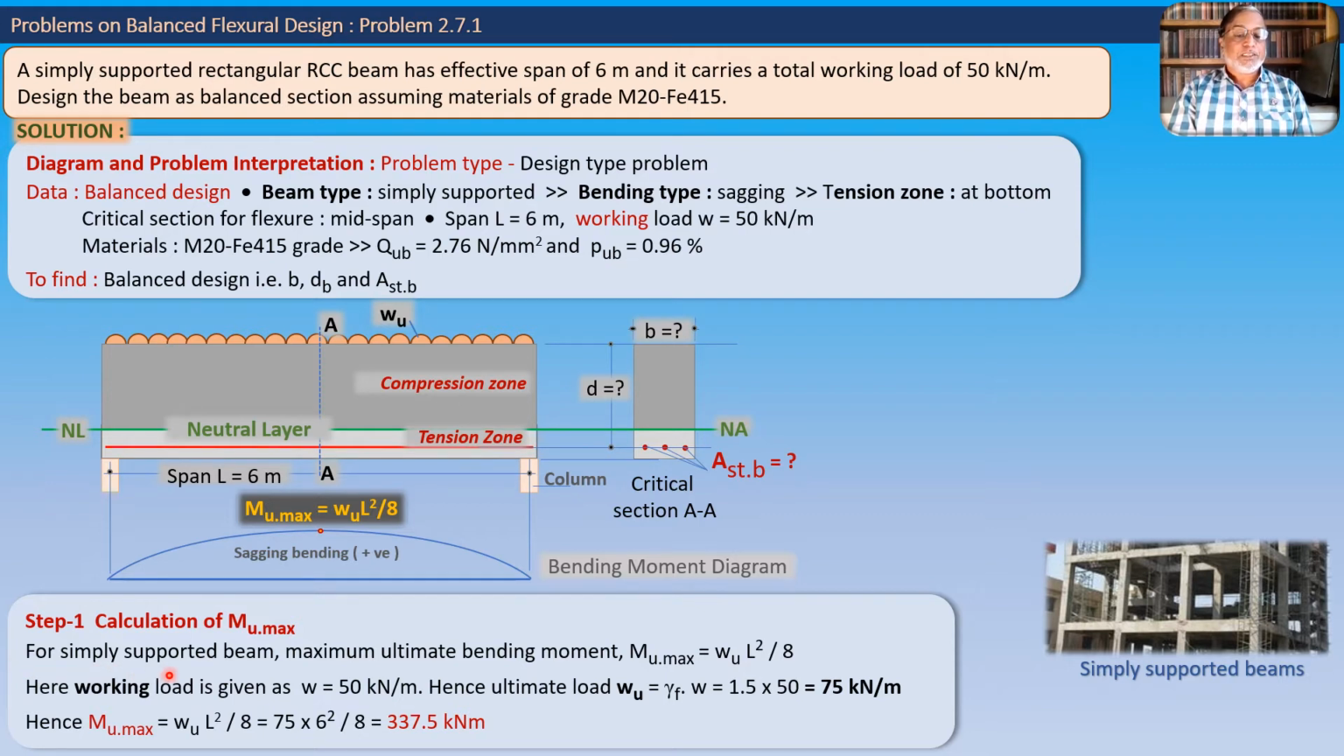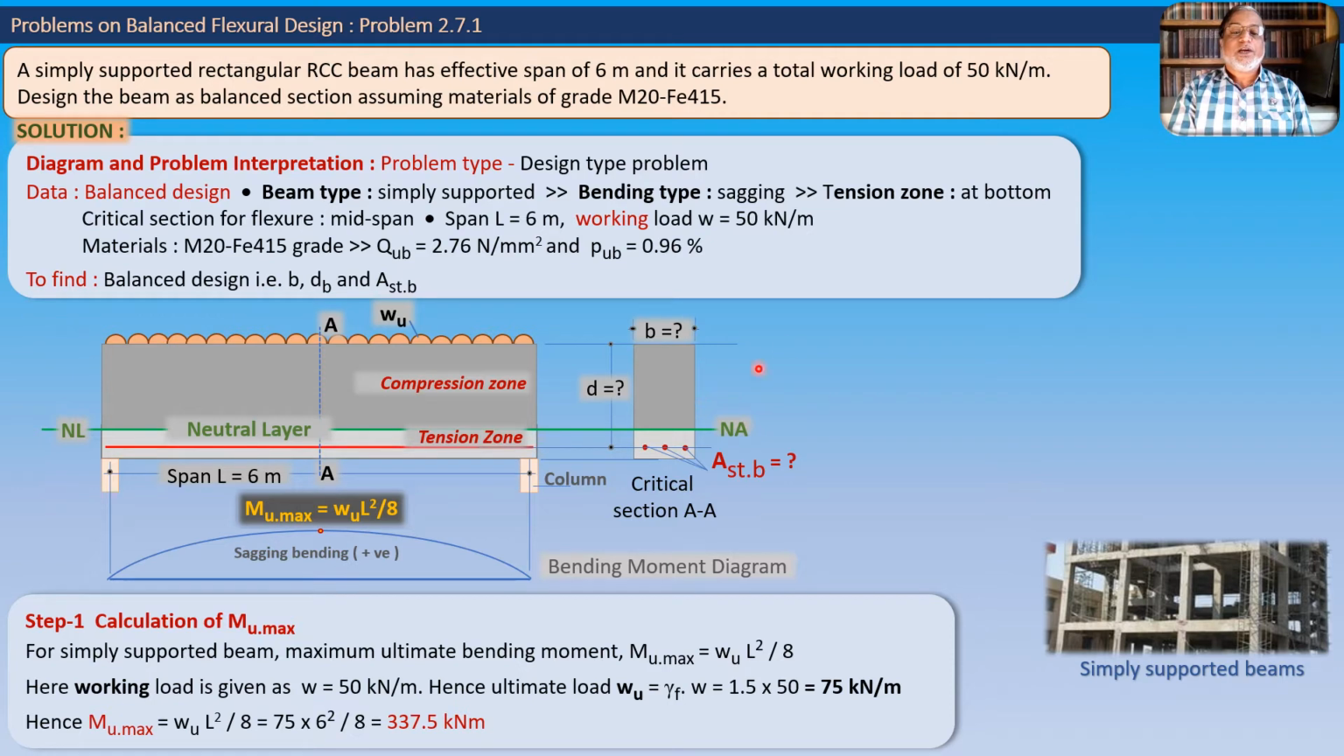So for a simply supported beam, the maximum ultimate bending moment Mu max is given by the formula Wu L square by 8, as shown here. We will put the values, but before we do, we find that we want the value of Wu. Wu, the suffix u, stands for ultimate.